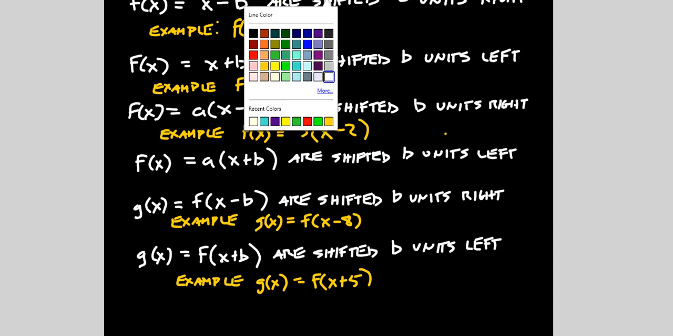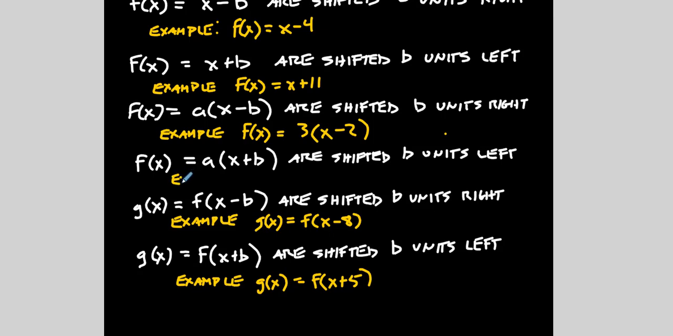Let's put in an example here. I guess I didn't do that. An example here could be f of x equals 4 times quantity x plus 1. That would be a shift 1 left of the function f of x equals 4x, which would have a slope of 4. If I have g of x equals f of x minus b, we're shifting the function f b units to the right. Example, g of x equals f of x minus 8. This would be the function f shifted 8 units to the right.